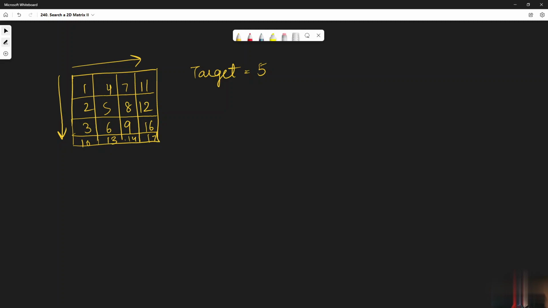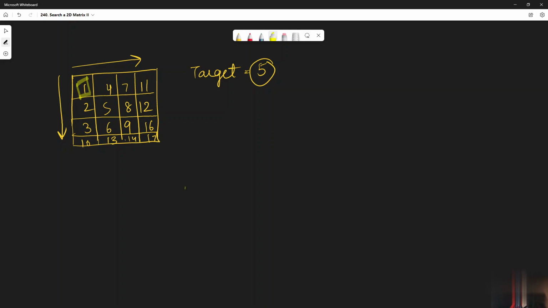So for this, we are required to find this 5, right? So how can we find it? We would be here at 1, right? Then we will check that 1 is less than the target. So we have two options. Either we can move towards the right side or we can move towards the down. Those are the two scenarios we can go ahead with, right?